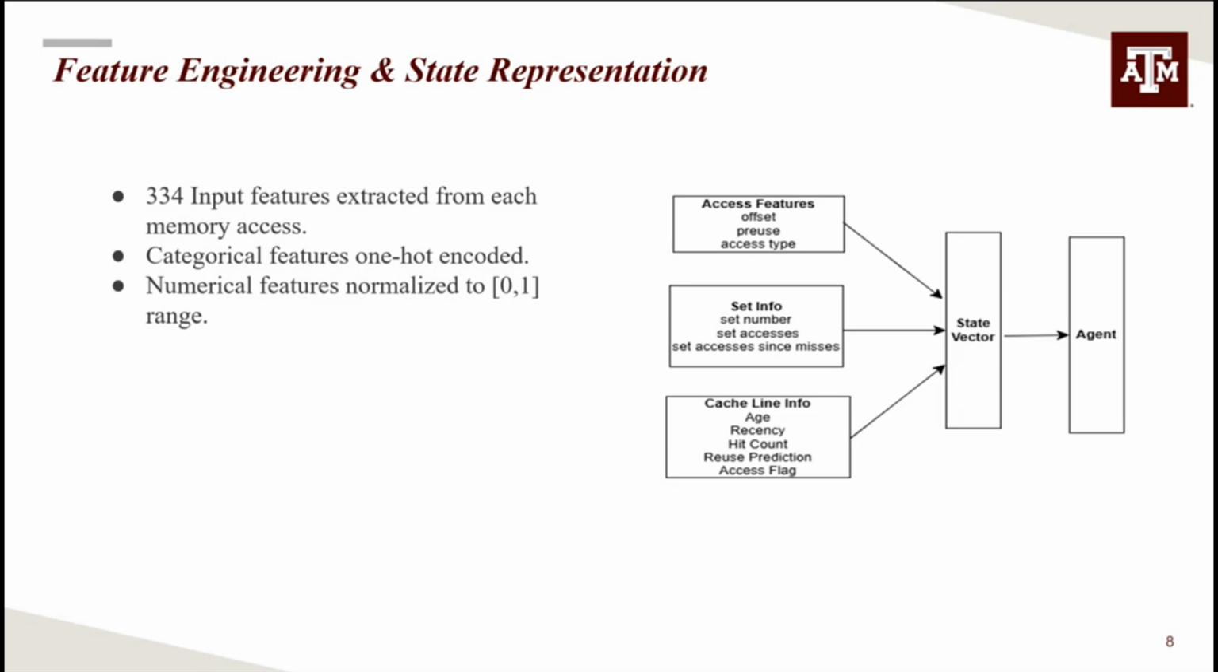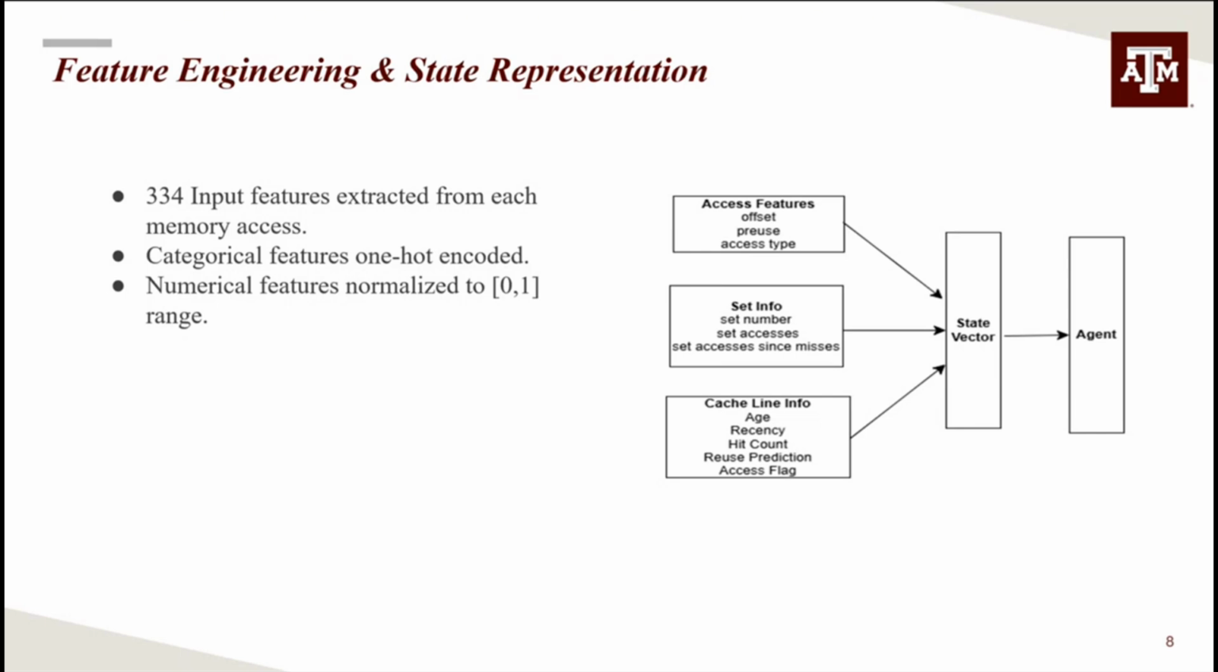So coming to feature engineering and state representation, to make smart decisions, our agent needs a rich and informative view of the cache state. And this is where we use feature engineering. We designed a 334 dimensional state vector, which captures three types of information. The first is the access features, such as memory offset and access type. These are one-hot encoded to preserve categorical distinctions.